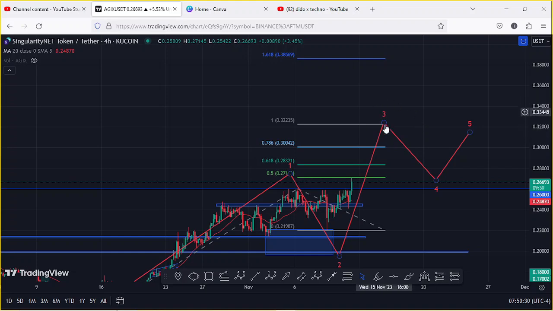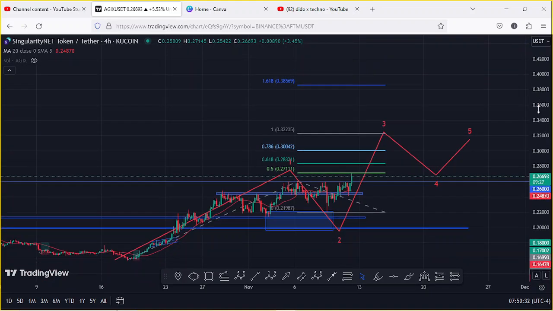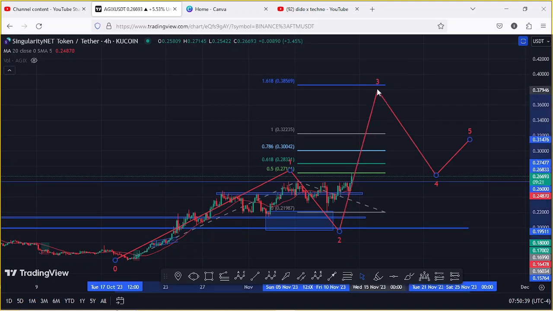And with a break above that, we can have our eyes set on the fib level 1.618, and that is at around the $0.38569 mark. That is what we can expect in case we see a break above the 0.32 and the $0.35 mark in the next coming days. And those are the breakout target areas that I'm keeping my eyes on the AGIX chart, basing my analysis on the Elliott wave structures.